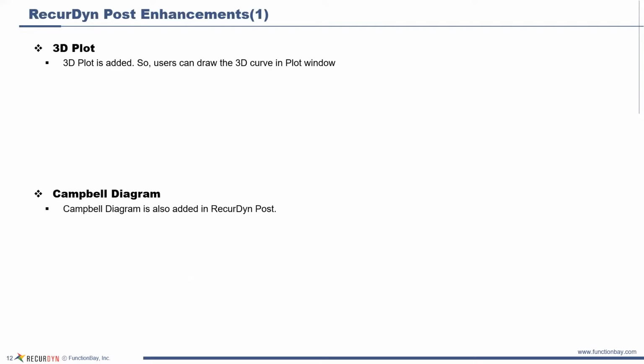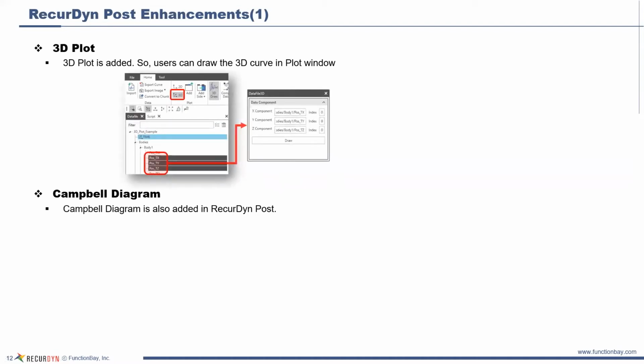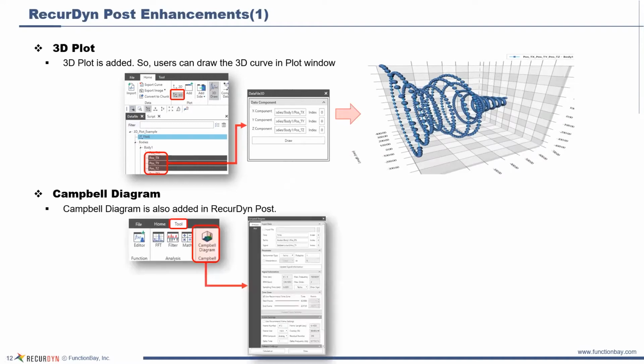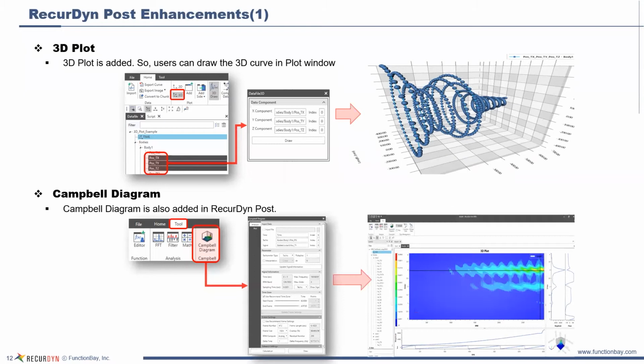There are also some enhancements to RecurDyn Post, and one is that a 3D plot has now been added. This is what the dialog boxes look like. You can define the X, Y, and Z components of your curve. And then the plot will look like this. Also the Campbell diagram is now added to RecurDyn Post.